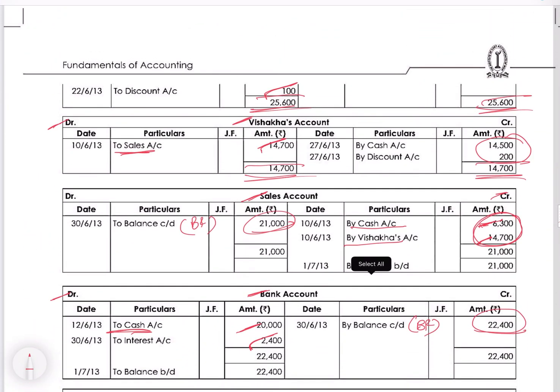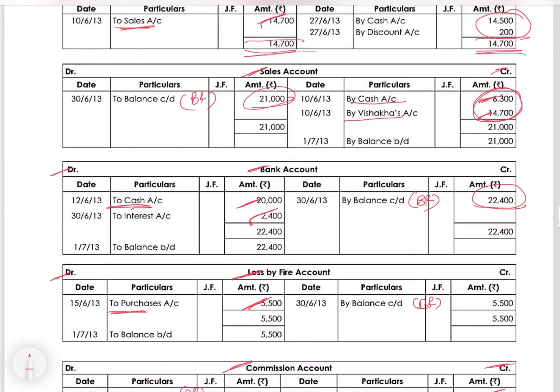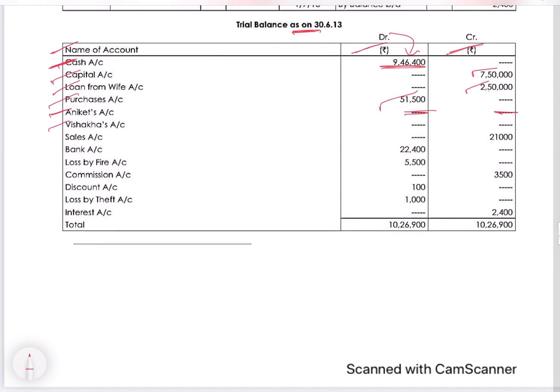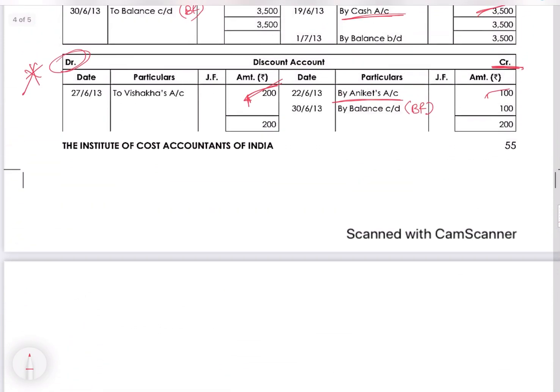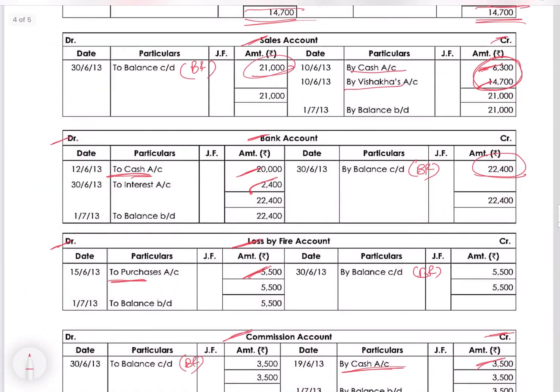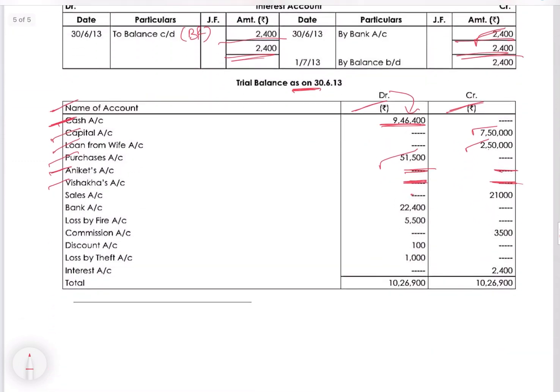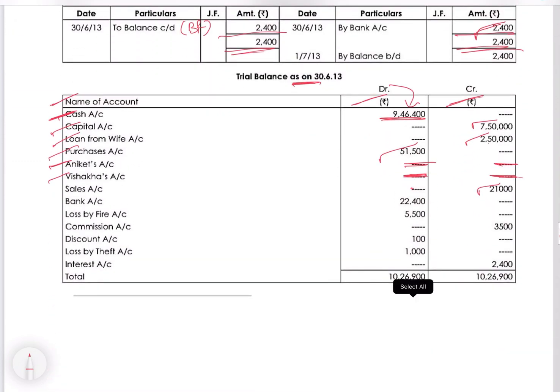Next, Vishaka also has no balancing figure. Both the debit and credit sides were tallying, so Vishaka is also nil and nil. Sales has the credit side heavier, so sales has a credit balance of 21,000.